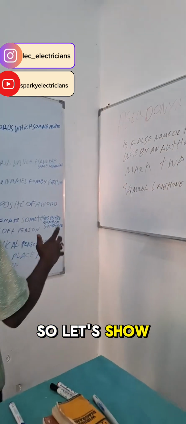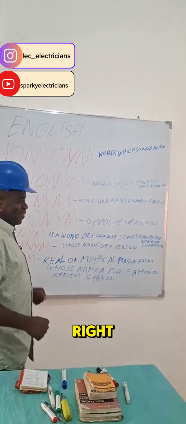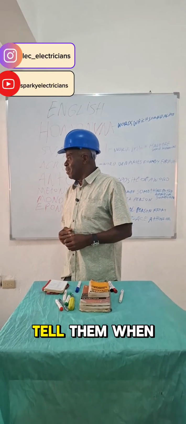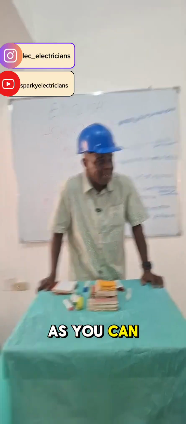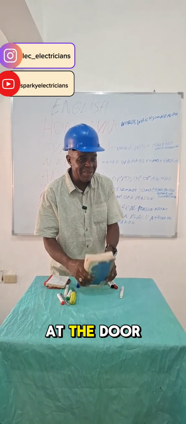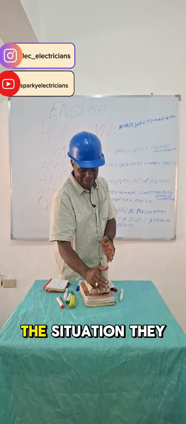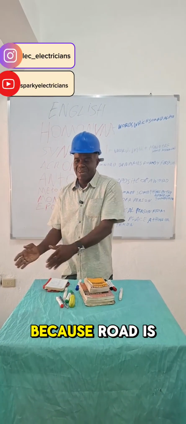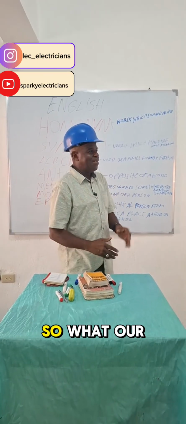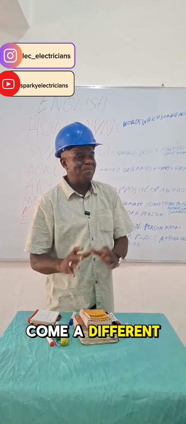So electricians and youngsters out there, get a grasp of the English, right? Try and listen to the popular speakers, and when they speak, do as much reading as you can. Learn some of the words from the textbook, and then make the comparison, contextualize it, because the world is so dynamic and continues evolving and changing. So what a word might mean today, it might have a different meaning.